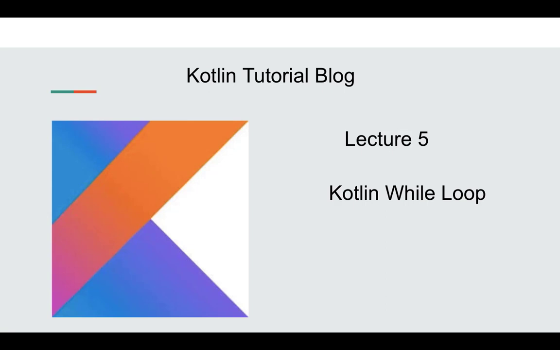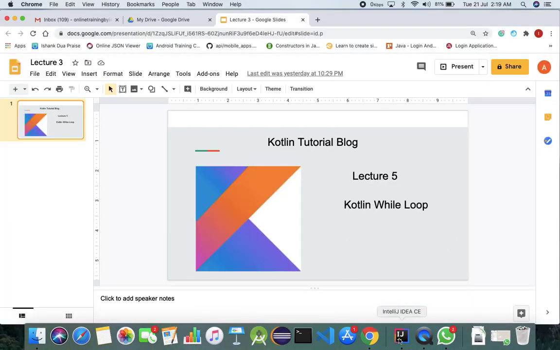An entry control loop means a loop in which the required condition, like if we have put i is less than or equal to 10, needs to be matched before the code is processed. So let's see how to make the while loop in Kotlin.